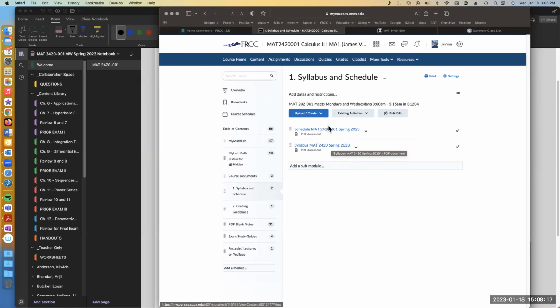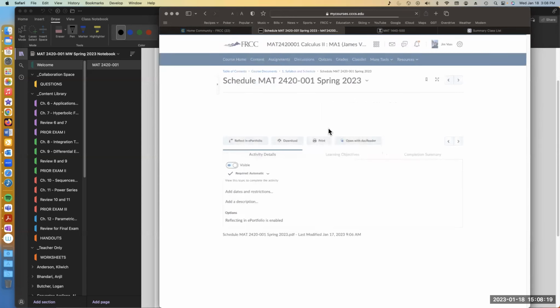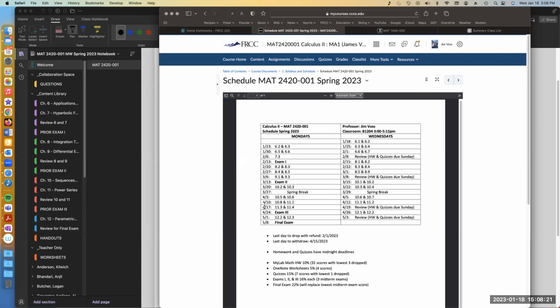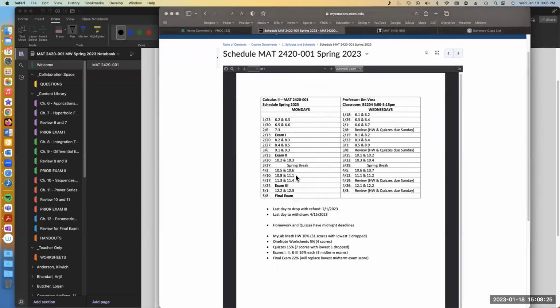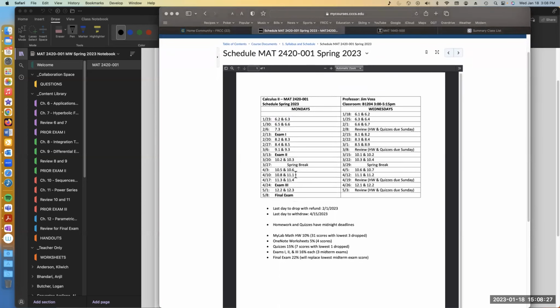Absolutely. But the most important document for this class is going to be this schedule, which is right here in D2L. And then I also have it in OneNote. So there is the schedule. And let's just talk about that before we bounce a little bit further into D2L. So here's all the content I'll be talking about on each of the days. Our class is Mondays and Wednesdays, 3 to 5:15.